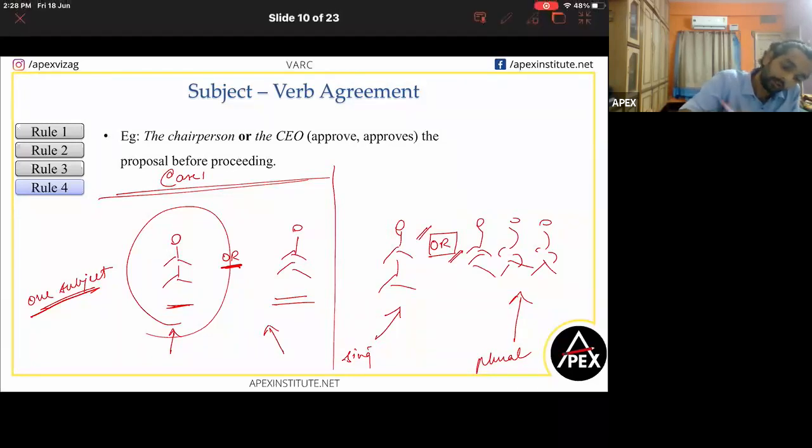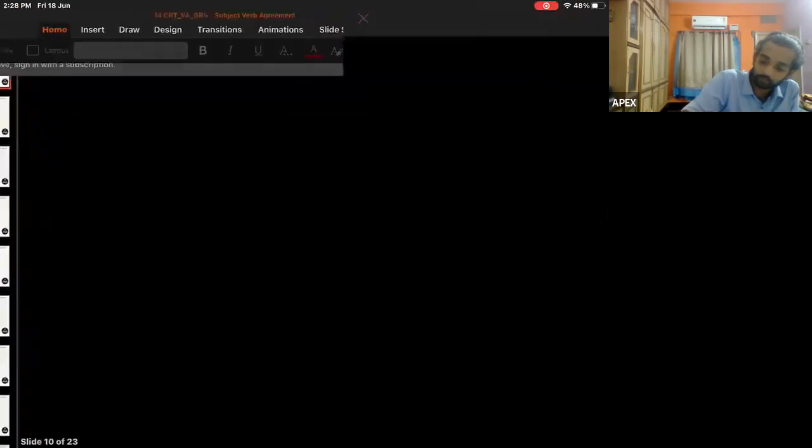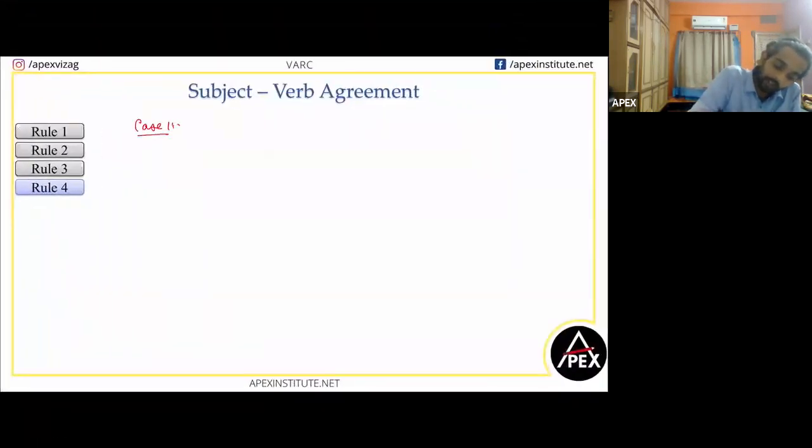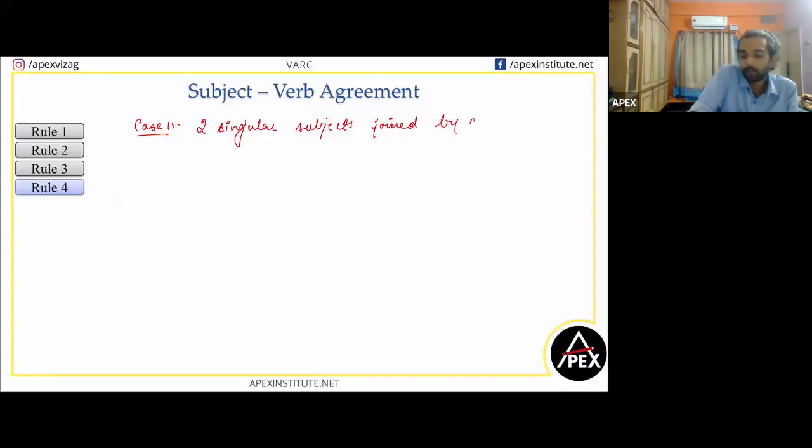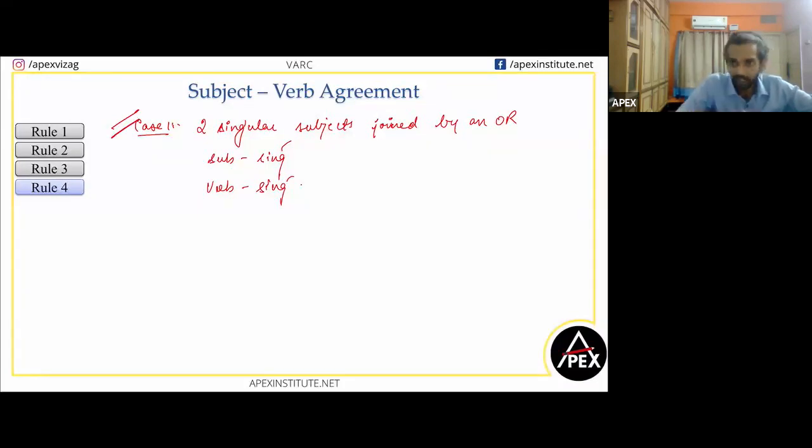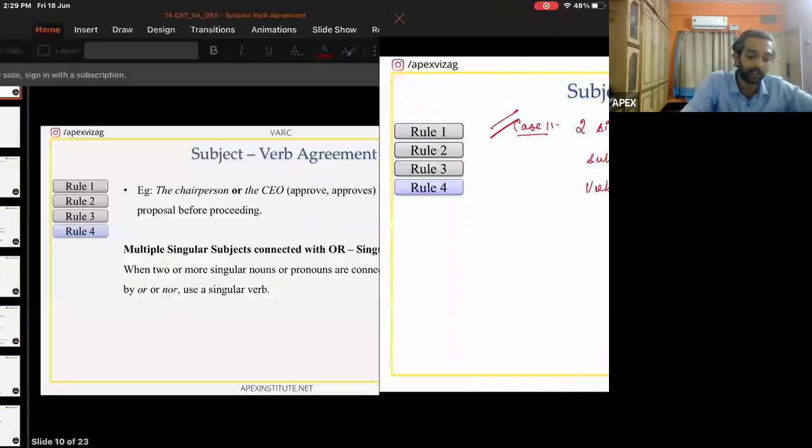All right. Now, if we are talking about case 1, what is case 1? Two singular subjects which are joined by an or. This is my case one. If there are two singular subjects, that means both the entities on either side of or are single subjects. In that case, definitely we will have to consider the subject as singular and hence the verb as singular. This is case one. For now, look at case one. I'll tell you what will happen in case two. There's an effect called the parenthetical effect. I'll tell you about it.